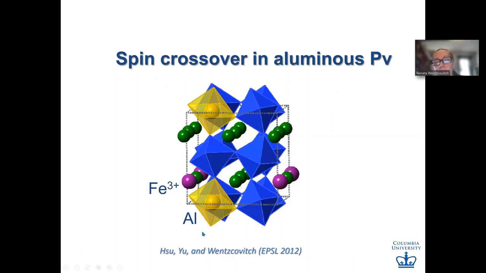And this is what aluminum does. Aluminum entering the silicon site removes ferric iron from that site. And ferric iron is only in the A site of perovskite, and there is no spin transition in bridgmanite, which is the most important phase. So the elastic anomalies that are important for us are the ones that come from ferropericlase. Bridgmanite, although it's the most important phase of the lower mantle, doesn't contribute serious elastic anomalies.